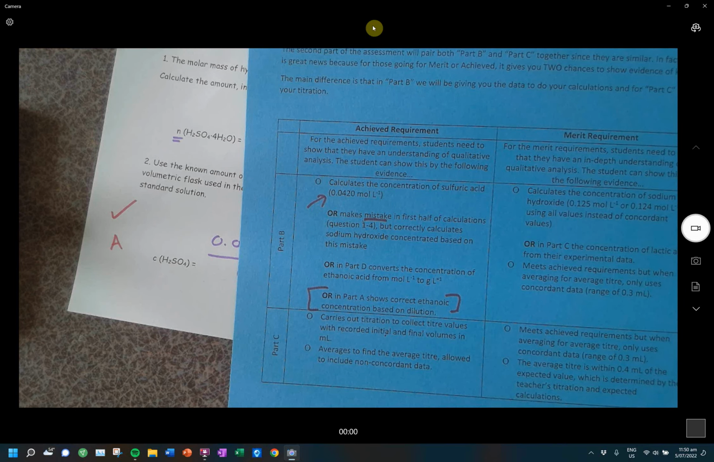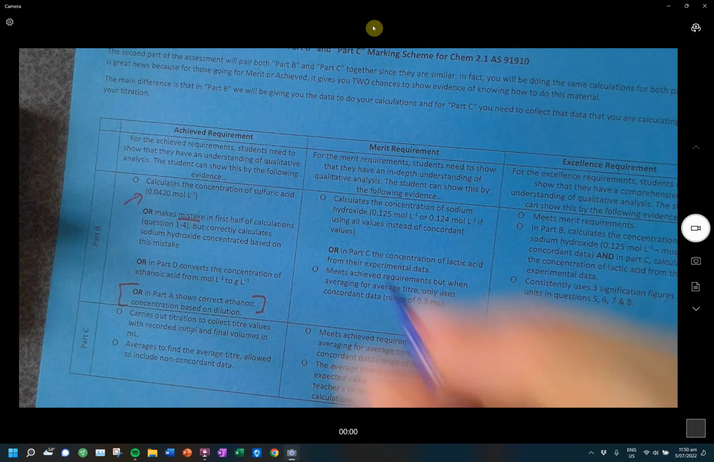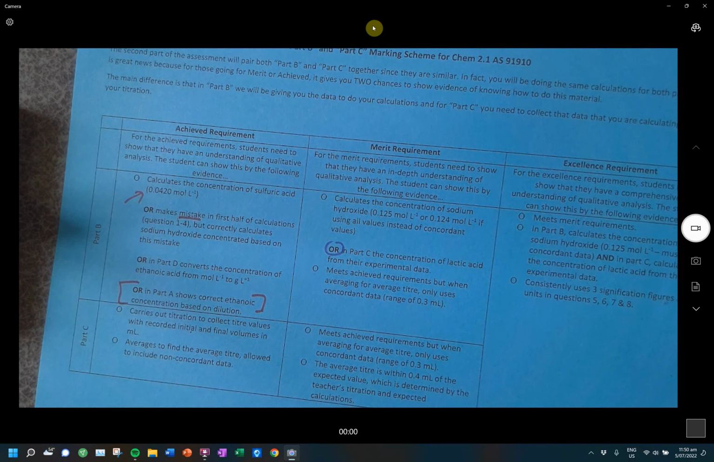All right, merit requirements, again, is very generous. So you see how there is an or option here. So basically, you need to do the calculation correctly once. So either you do the calculation correctly for part B, or you do it for part C. So even if you muck up this calculation here for part B, you do it again in part C. If you can show me that you know how to do it in part C, you can still get a merit. All right, so this one's correct calculation.